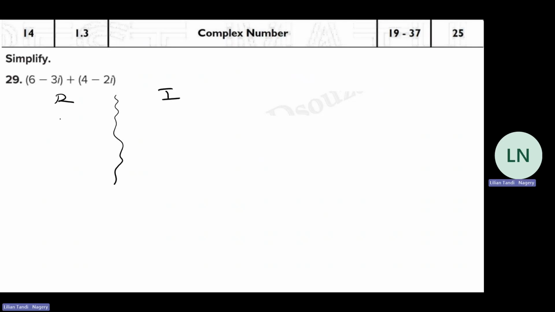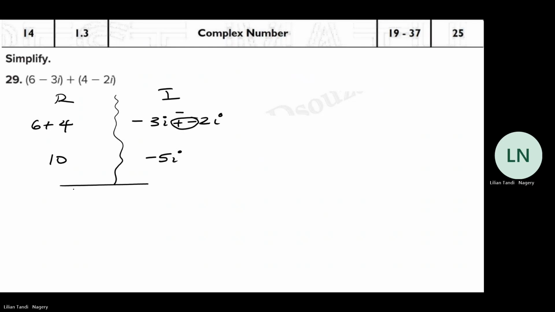Real, imaginary. 6 plus 4, which is 10. Negative 3i plus negative 2i. This is negative, so that is negative 5i. 10 minus 5i. Okay?